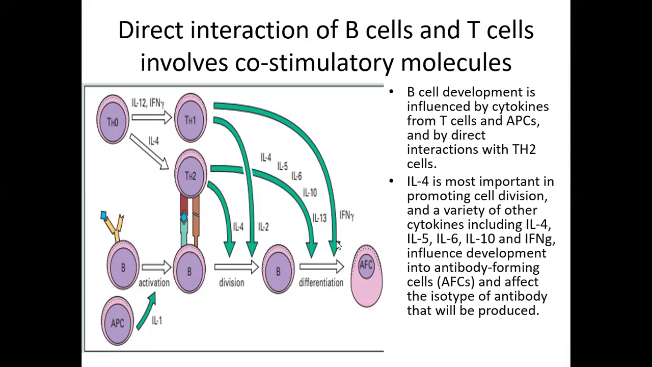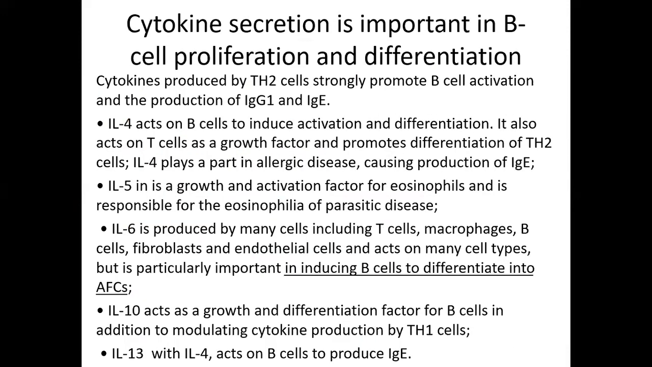And then they also stimulate proliferation of B cell into plasma cell by production of different cytokines like interleukins 4, 5, 6, 10, 13. And cytokine secretion is important in B cell proliferation and differentiation. And actually, I need to say that cytokines are like messenger molecules by which all cells of the immune system interact with each other.